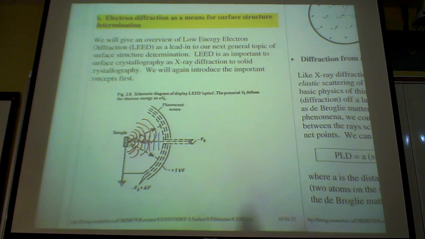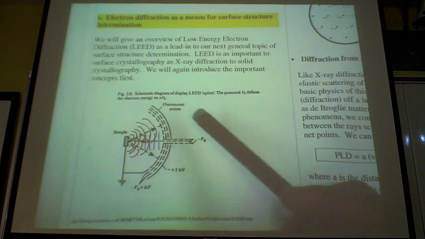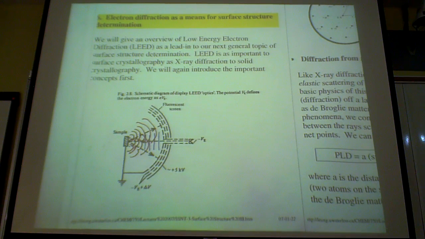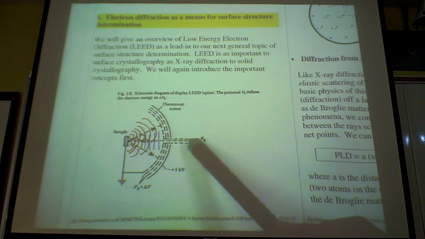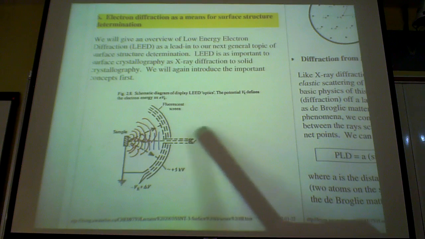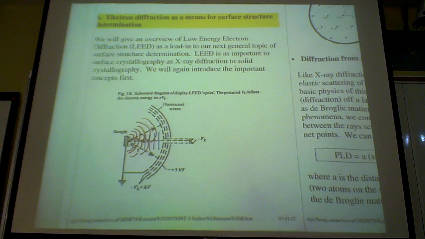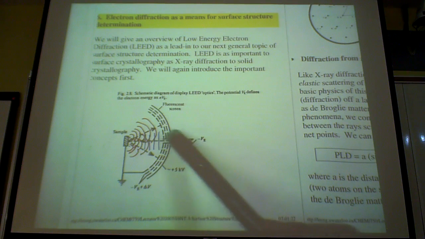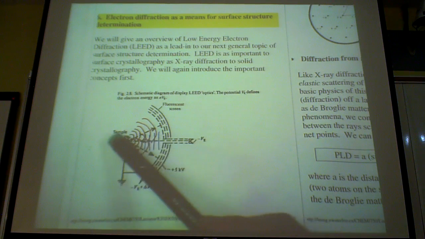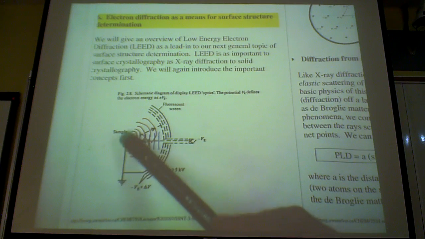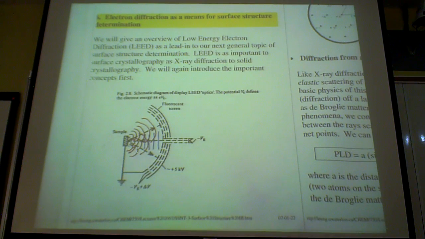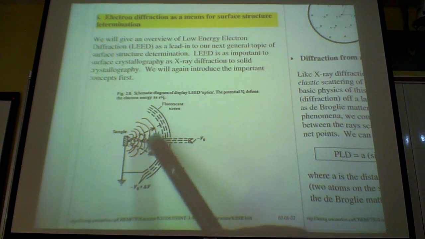In modern day electron optics, what people do is you have an electron gun. It's basically a tungsten wire. You heat it up thermally and emit electrons. And you have some sort of optic to focus your electron beam down to your sample, and diffraction phenomena occur.